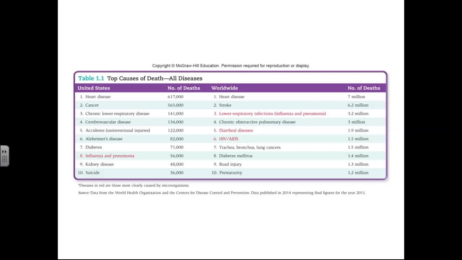Now, if we look at the top killers worldwide, we have more disease-based organisms. We have lower respiratory infections, not just lower respiratory disease. So when I say lower respiratory disease, I mean things like emphysema or chronic obstructive pulmonary disease, COPD. When I say lower respiratory infections, I mean things like influenza or pneumonia. Diarrheal disease is a huge killer worldwide. Approximately 1.9 million people die worldwide from diarrhea-based diseases, compared to HIV/AIDS, which kills approximately 1.5 million people worldwide.